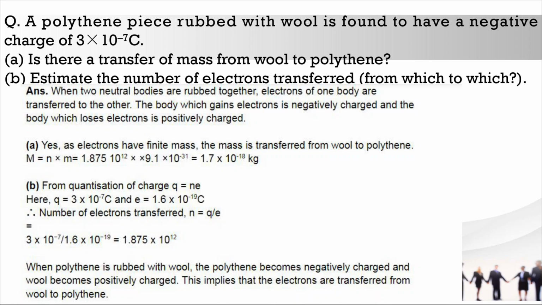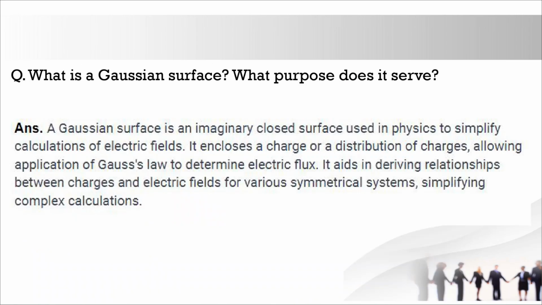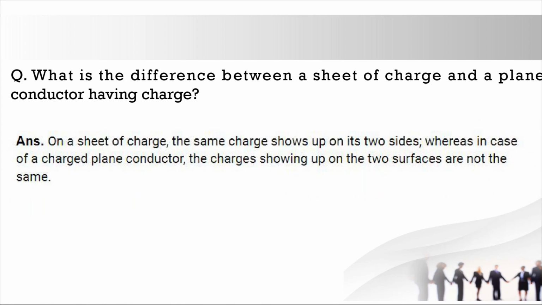Next, a polythene piece rubbed with wool is found to have negative charge of 3 × 10^-7 coulomb. Is there a transfer of mass from wool to polythene? Estimate the number of electrons transferred, and from which to which. Next, what is Gaussian surface? What purpose does it serve? Next, what is the difference between a sheet of charge and a plane conductor having charge?